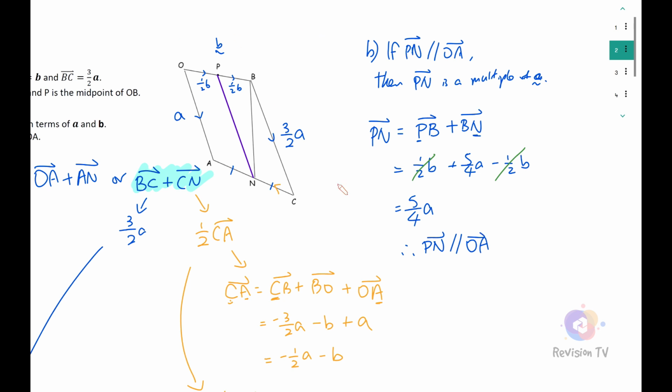Now, if one asks how much longer is PN compared to OA, PN is 5/4 longer than OA. So it's like 1.25 times longer than OA. That's what the fraction in front, the multiple, means.